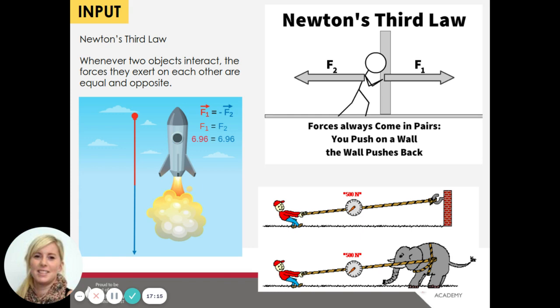Then you've got the tug of war. The man is pulling on the rope that's attached to the hook on the wall. And again, you just have to imagine that the wall is pulling back in this one, equal to the pulling force that the man is pulling with, so 500 newtons. And then if you were trying to have a tug of war with an elephant, which I wouldn't recommend, then if the man is pulling with a force of 500 newtons, the elephant is also pulling with an equal and opposite force of 500 newtons. But remember, they're equal in size, but opposite in terms of direction.